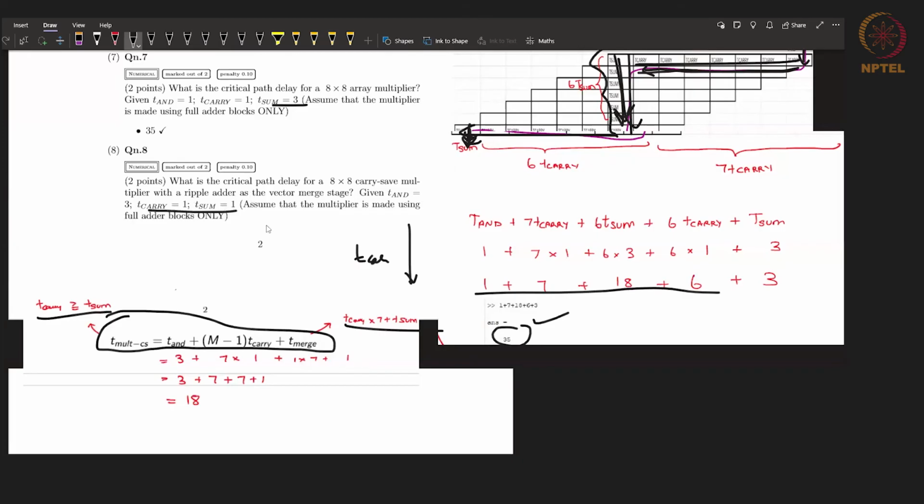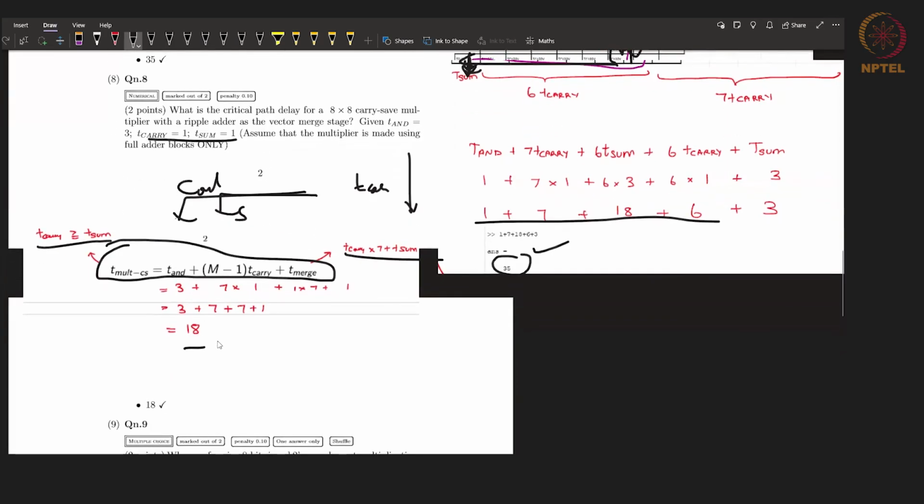If the other case exists, it depends on in the ripple adder whether you should look at the sum or the carry in the final stage also. Right. So see, this is C out and this can be S. Right. So T carry into 7 plus T sum or 8 times T carry depending on what is given. But here it's 1 1. Hence the answer 18 holds.